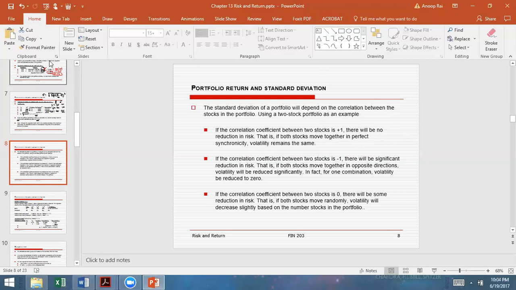If you look at two stocks, and if the stocks are perfectly correlated, then there'll be no reduction of risk. If they're perfectly negatively correlated, then it's possible to have the volatility reduced to zero. There's one combination of stocks which will bring it to zero. And if there's no correlation between the stocks, there is some reduction in risk. Because remember, when you say correlation between two stocks is zero, it means both of them move randomly. But the volatility will still come down, because when you do the formula and divide by n, it will come down by a little.